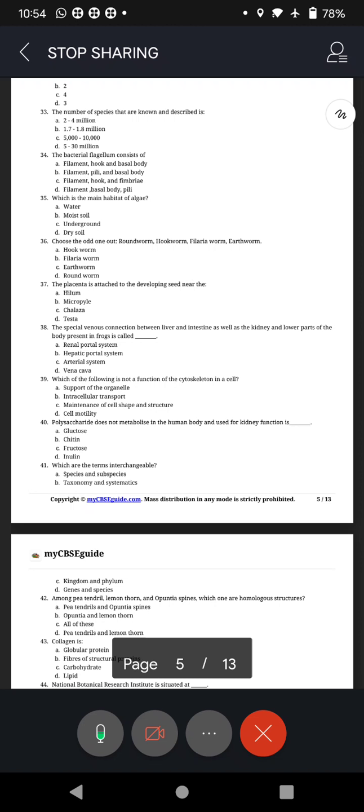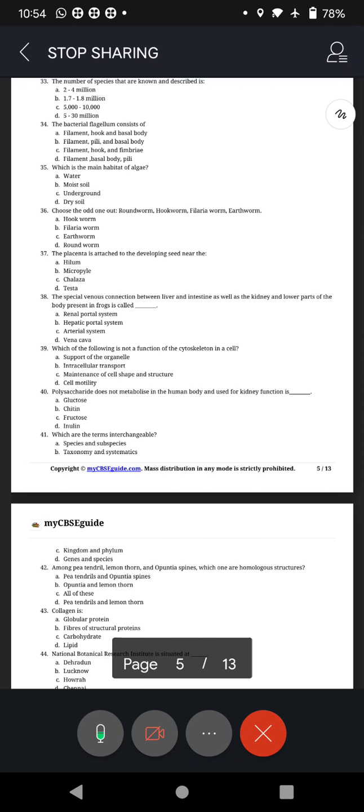Question 39. Which of the following is not a function of cytoskeleton in a cell? Cytoskeleton. A. Support of the organelle. Now he is asking not a function, remember. B. Intracellular transport. C. Maintenance of cell shape and structure. D. Cell motility. Now 40.